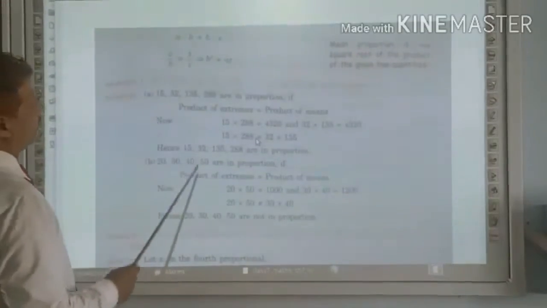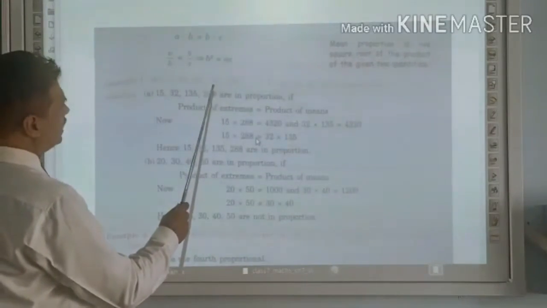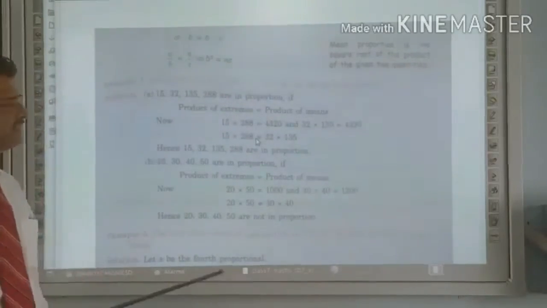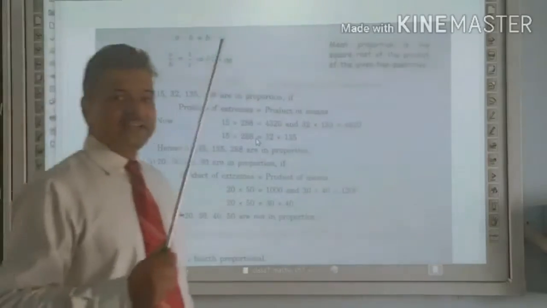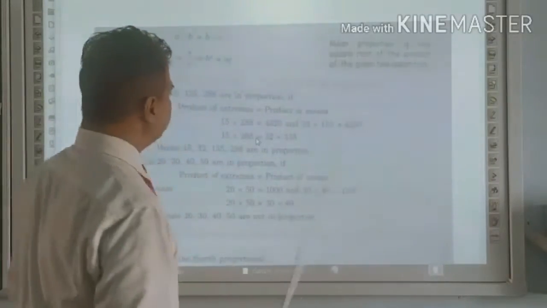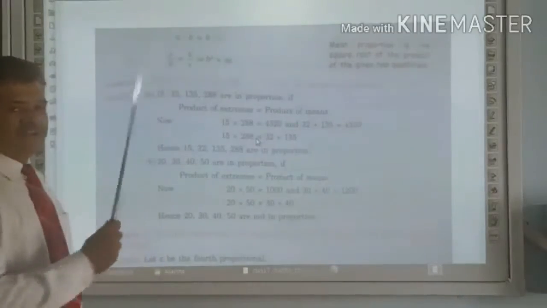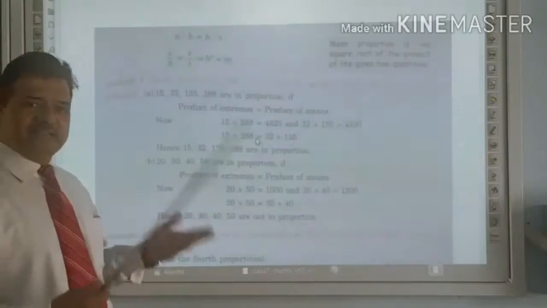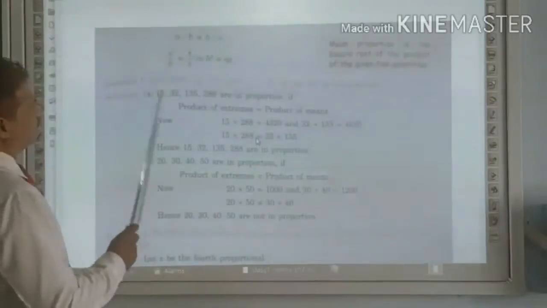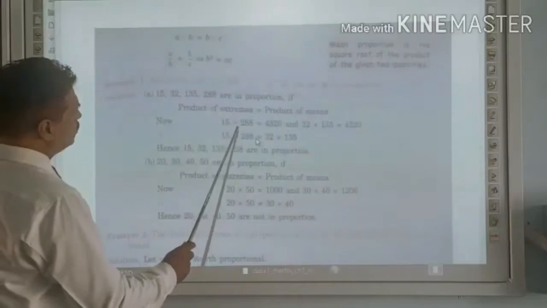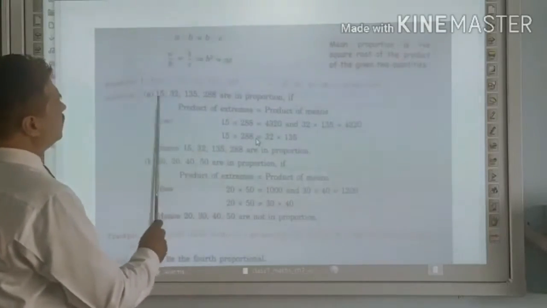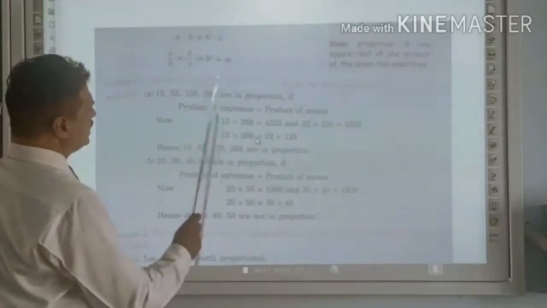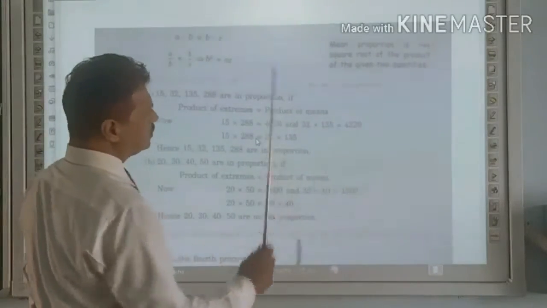15 upon 32 is equal to 135 upon 288. When these are equal, then it will be in proportion. It means simply we can multiply extreme parts and they will be equal to the product of inner parts, that is proportion. So 15 into 288 is equal to 4320 and 32 into 135 is equal to 4320.